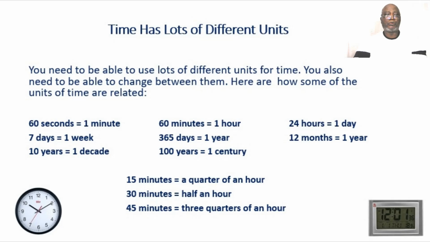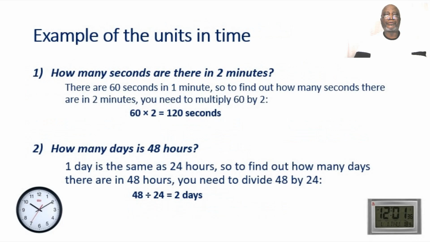and look at two questions. How many seconds are there in 2 minutes? There are 60 seconds in 1 minute, that we know. So, to find out how many seconds there are in 2 minutes, what do we need to do? We need to multiply by 60 because 60 seconds is equal to 1 minute. So 60 times 2 is 120 seconds.